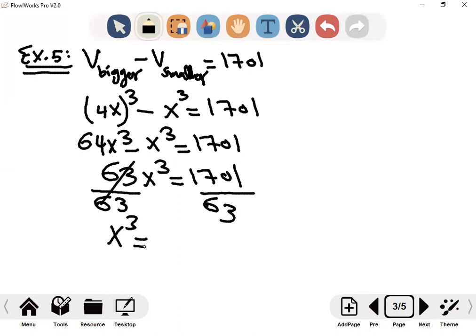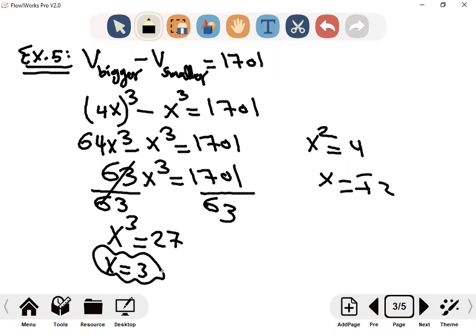x^3 will be what? 27. Good. Means x is what? Only one value. It's not like x^2 equals a number. Remember, we said if x^2 equals 4, then x equals plus or minus 2. But here x is cubed, so there is no plus or minus. x^3 equals 27. What's the cubic root of 27? 3. The number you multiply by itself 3 times to get 27 is 3.